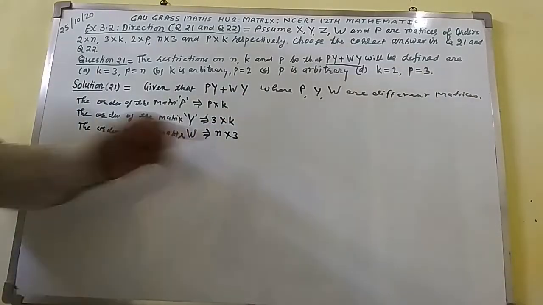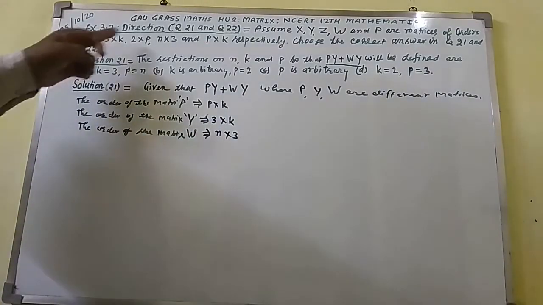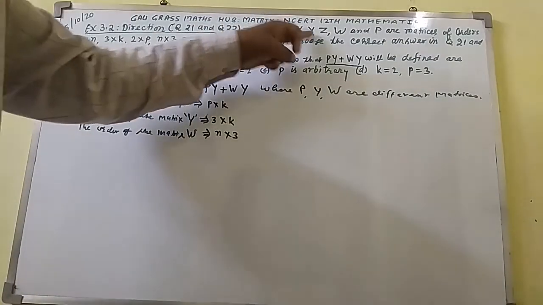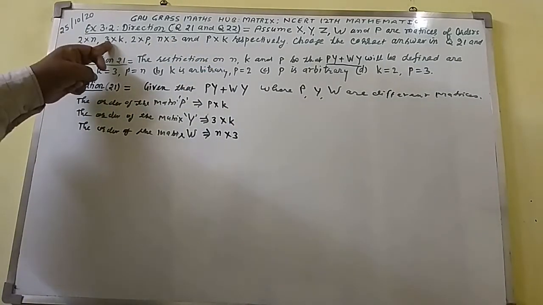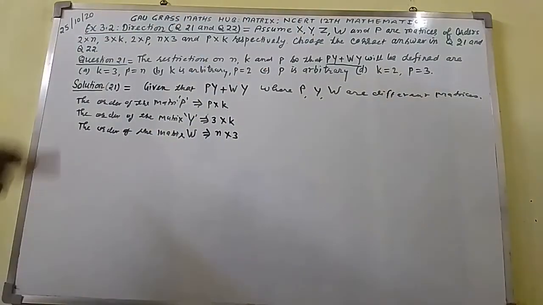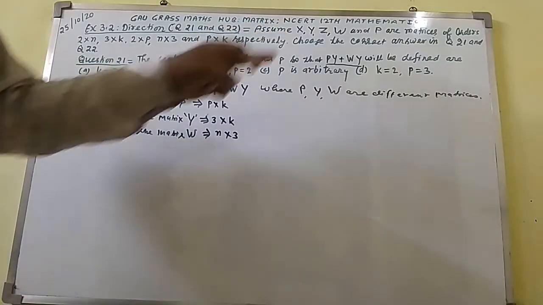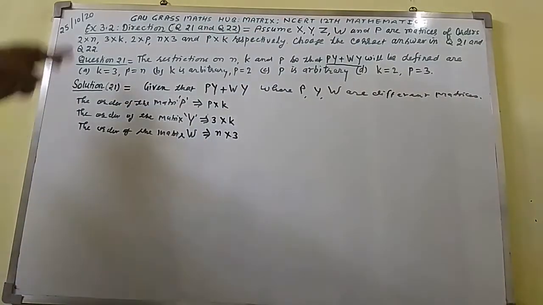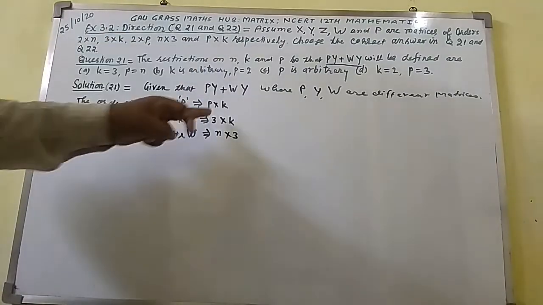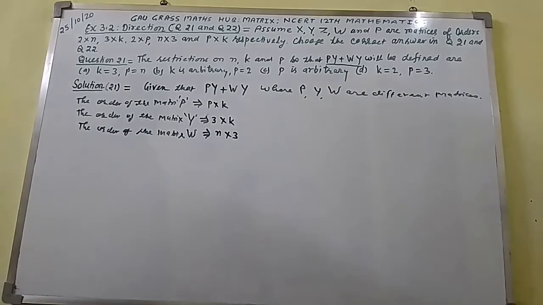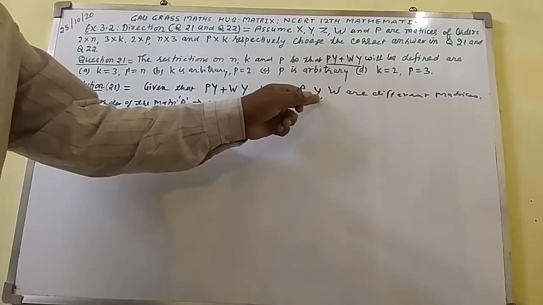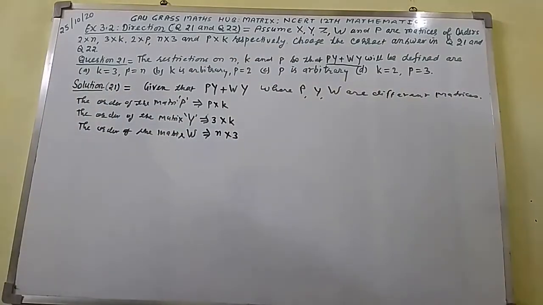So n × 3 it will become. For Y, 3 × k, second position. For P, fifth position, p × k. So now you have got the orders of all matrices P, Y, W mentioned here.